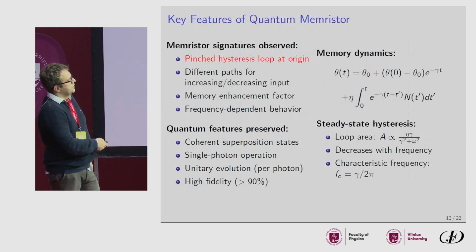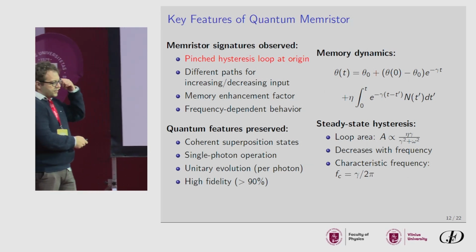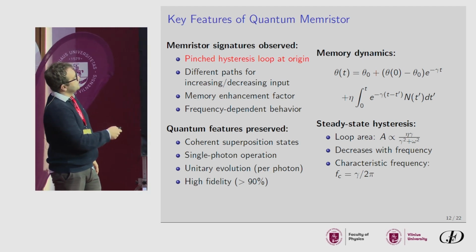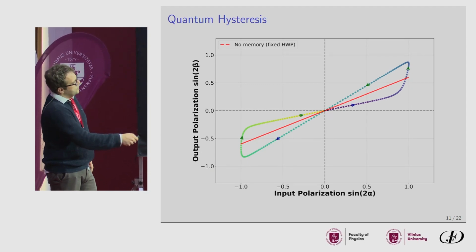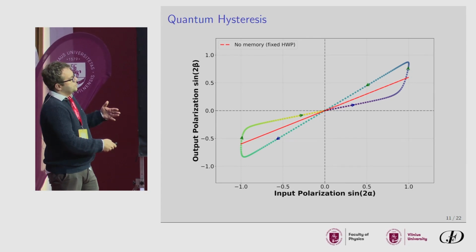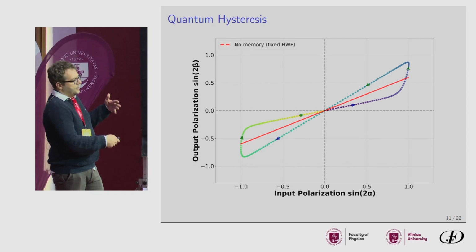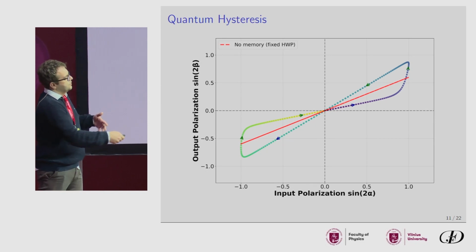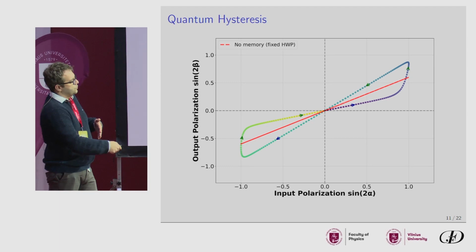Yes, basically. So this pinched hysteresis, I think, is a very important characteristic of a memristor. Also, different paths for increasing and decreasing input. You should be able to see this. I go this way, I change direction, I go this way. So this is hard to observe in other ideas about memory stores, because there are loops there, and you don't see the change in direction depending on the direction of sweeping the field. Okay.